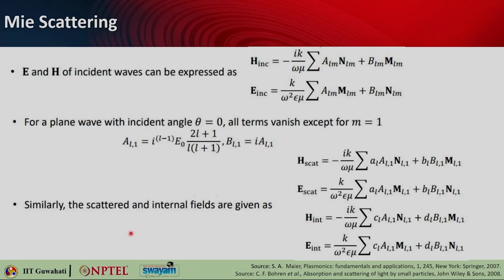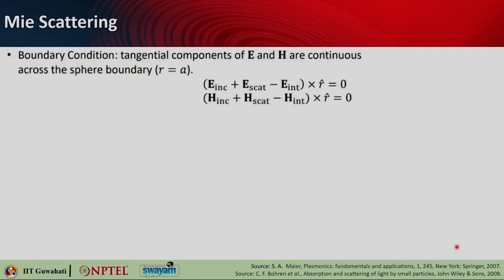How does it help you? You can use a similar kind of expression for the scattered and the internal fields. The scattered field is also represented as a combination of the vector harmonics. Similarly, internal fields are also written like this. I am not going into the description, but after you find the incident field, the internal field and the scattered field, you can apply the boundary conditions.